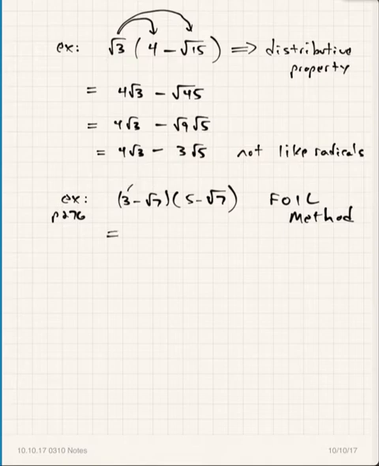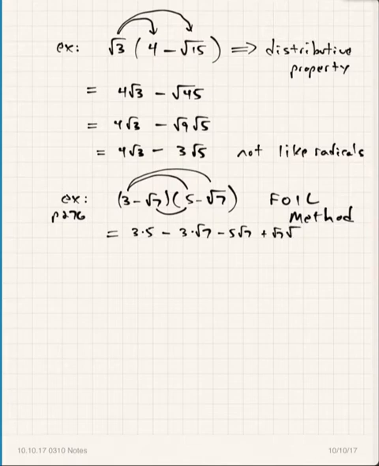So the first would be 3 times 5, which would be 15. And if you want to, let me write it out like that. That's 3 times 5. Then the outside 2 is 3 times the square root of 7. The inside 2 would be 5 times the square root of 7. And then the last 2 would be the square root of 7 times the square root of 7.